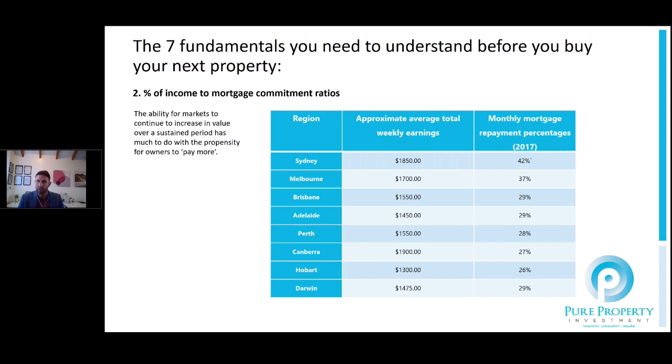Now, these numbers are quite general across large cities. Obviously within those cities, certain suburbs have better percentages than others. But generally speaking, we look at markets which are probably sub 30 to 35%, specifically probably sub 32%, which allows more growth to happen in that market and the opportunity for people to essentially pay more.